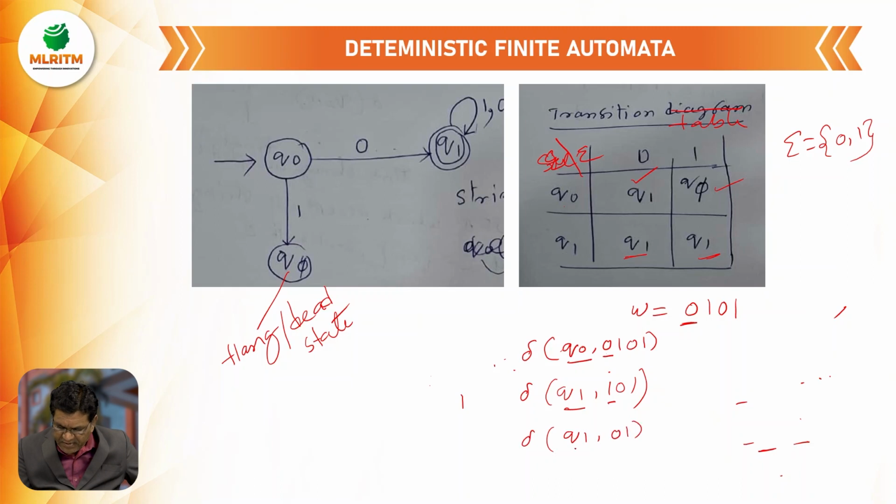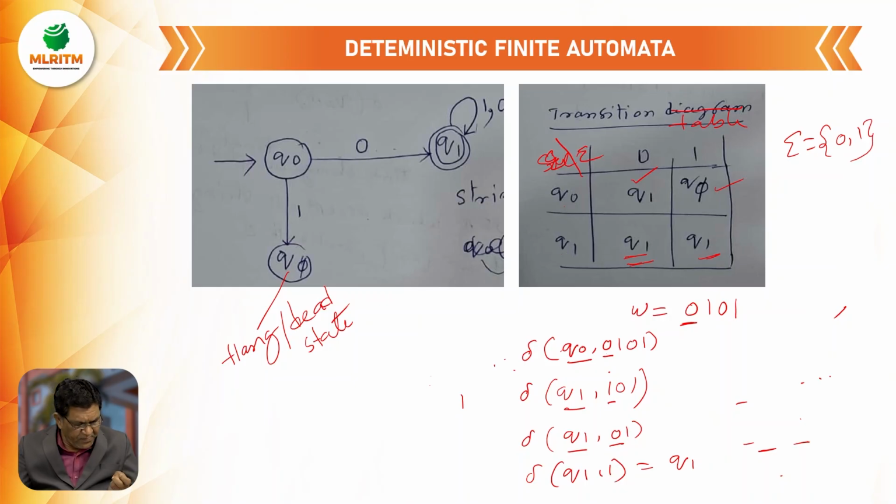0, 1. Now, current state is Q1, and the current input is 0. Q1 with 0, yes, it is Q1. Q1, comma 1. Now we are going to check delta of Q1 with 1. The current state is Q1 with 1. Q1.